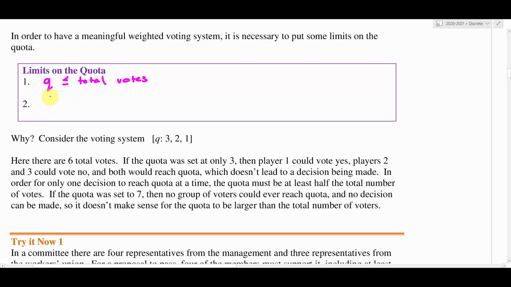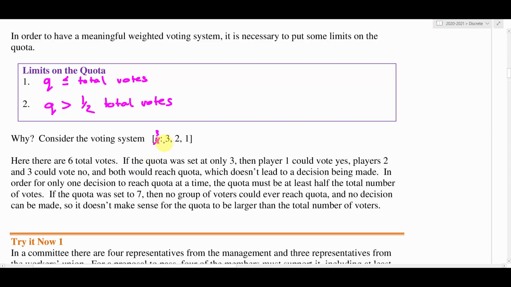And the lower end of the quota: how small can we make the quota? The quota has to be at least 1/2 of the total votes. And we'll talk about why, because consider this voting system where we don't know the quota, but we know the players have weights of 3, 2, and 1. So there's 6 total votes in this particular election, and let's say that we set the quota to be 3. So I cross out the Q and put a 3 here, and we know that we need 3 votes to pass a measure.